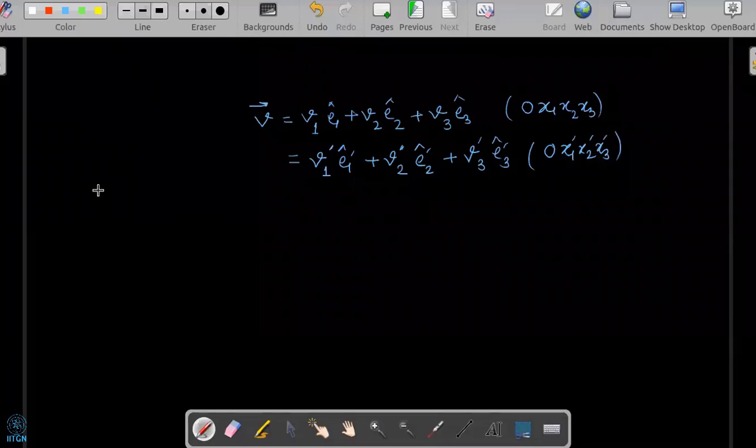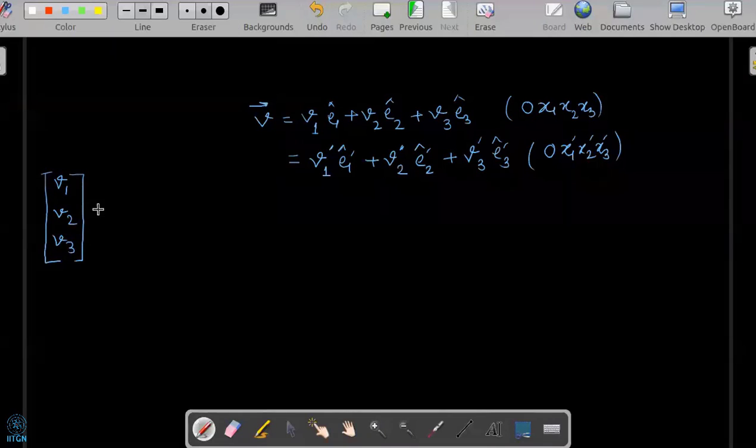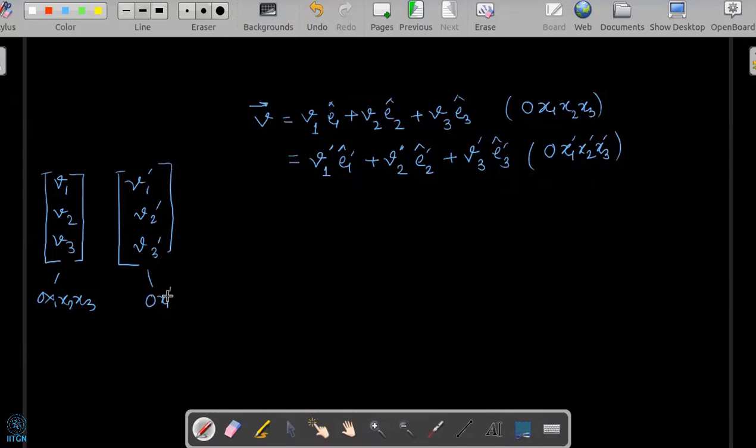Here, v1, v2, and v3 are the components of the vector v in x1, x2, x3, and v1 dash, v2 dash, v3 dash are the components of this vector in x1 dash, x2 dash, x3 dash. Obviously these two sets will not be equal. Equality is valid only when there is no rotation. If a transformation occurred, they will not be equal. Then how can I say that this is the same vector?